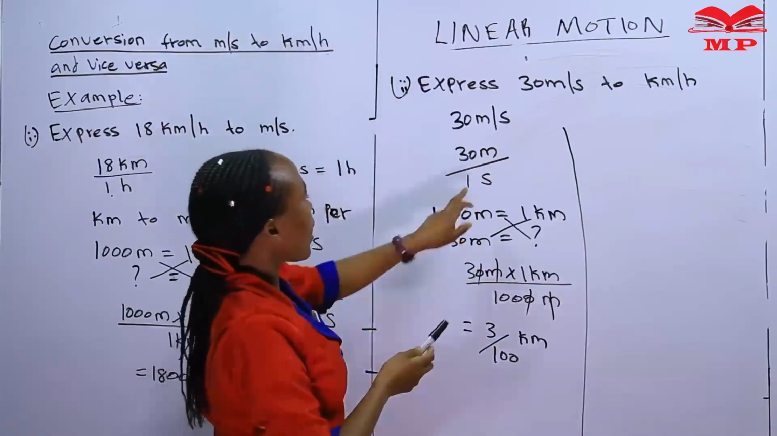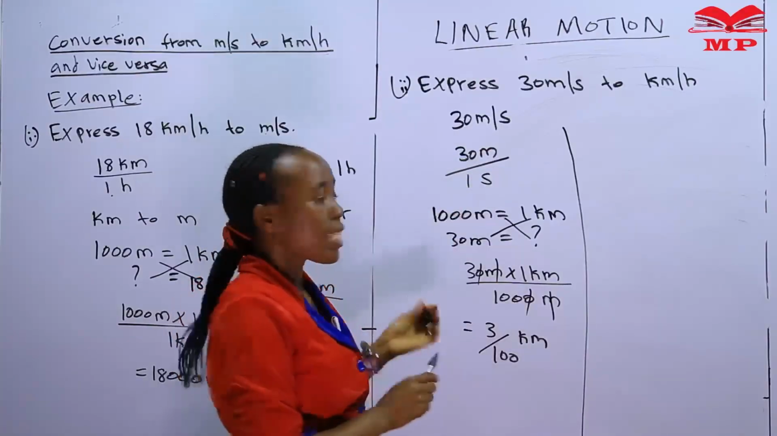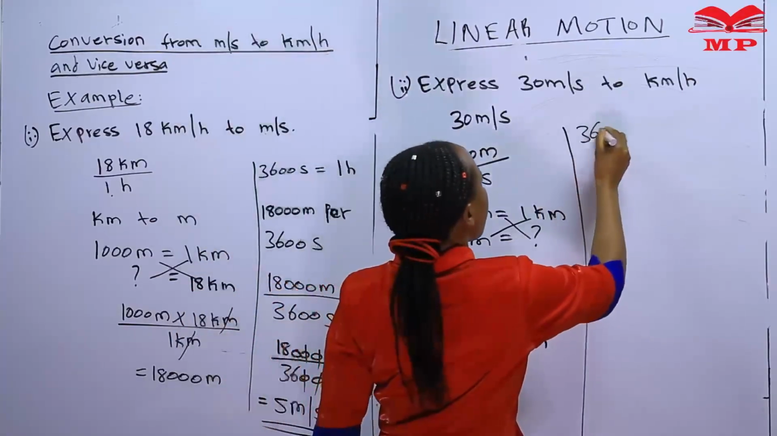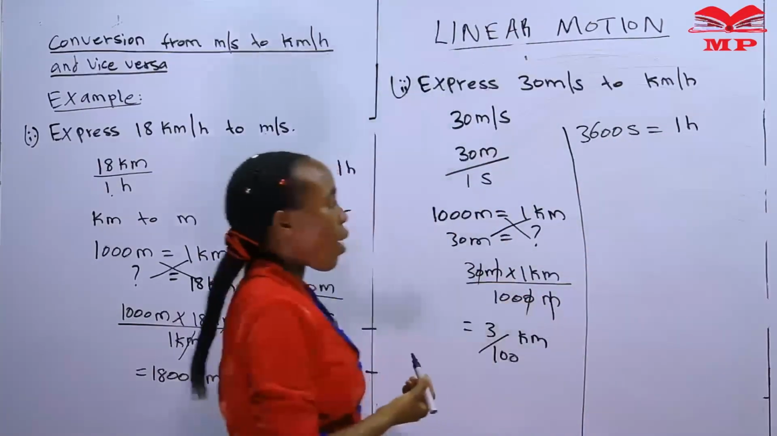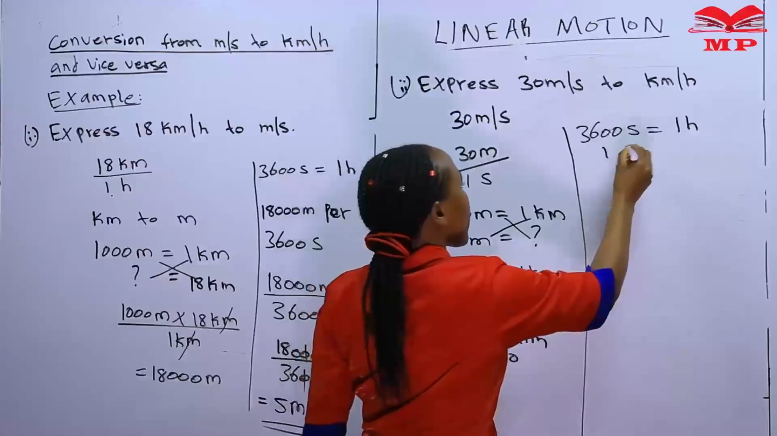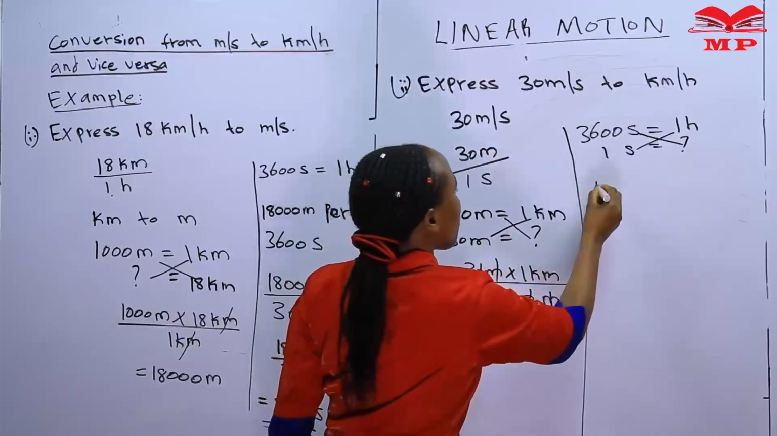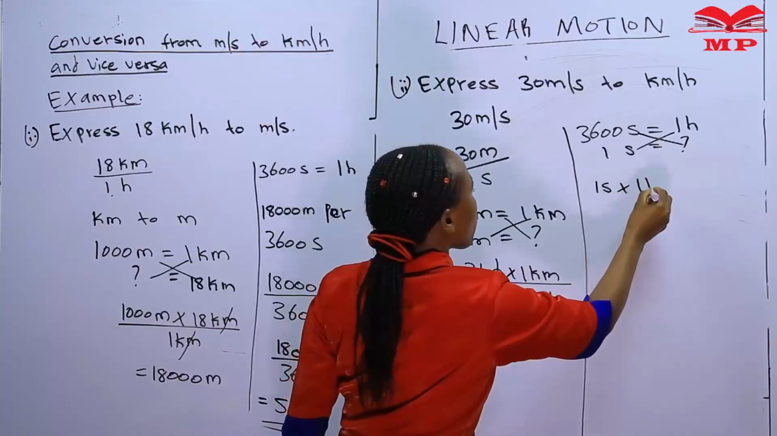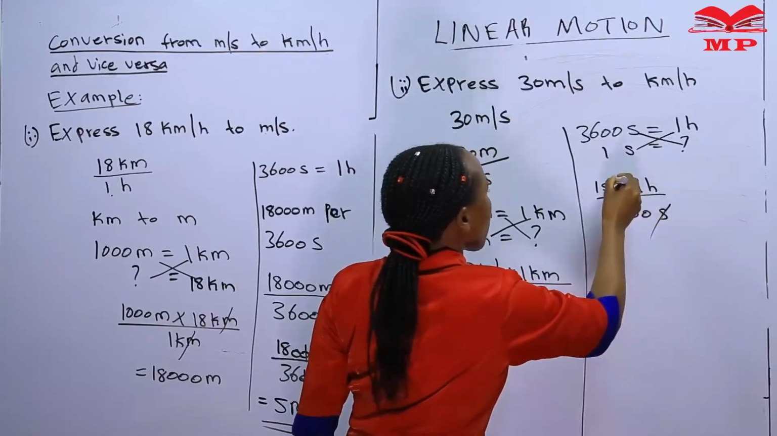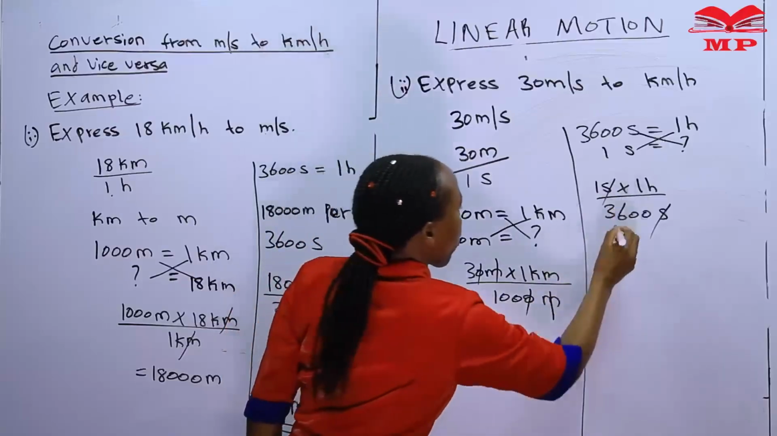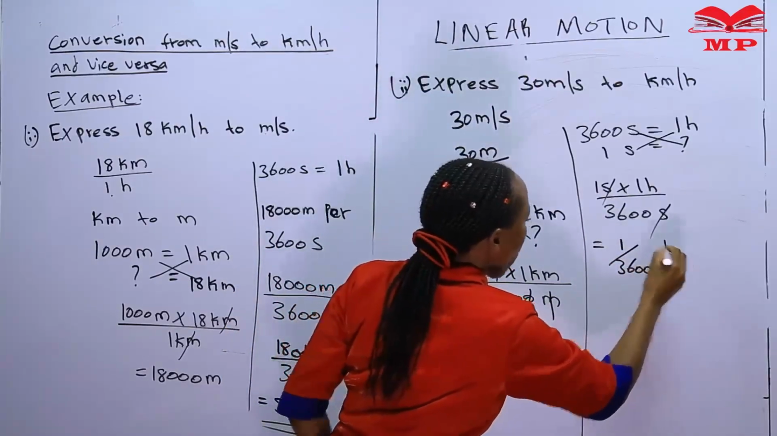Then we convert the seconds. We convert the seconds to hours. So we have 3,600 seconds being an equivalent of 1 hour. So what about 1 second will be an equivalent of how many hours? We cross multiply. We have 1 second times 1 hour all over 3,600 seconds. So we cancel the seconds. So we are going to have it as 1 over 3,600 hours.